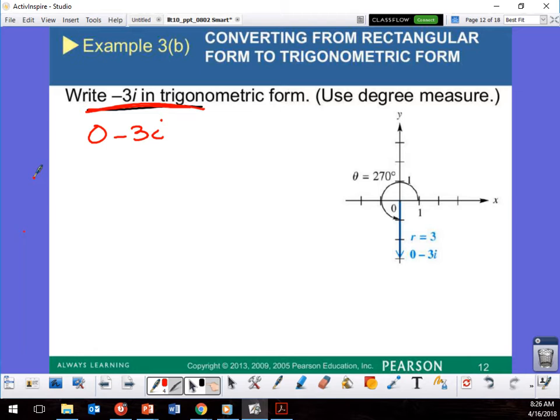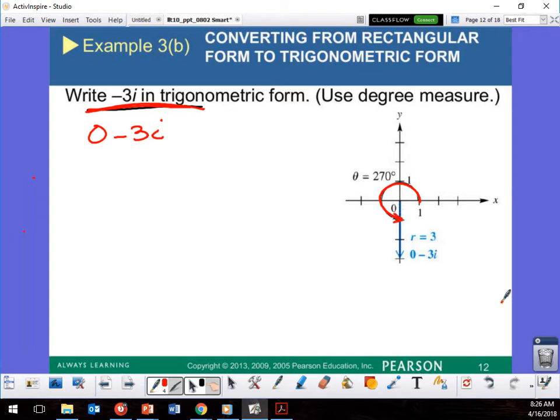Does that make sense? There's still 3. So 0 minus 3i. 0 in the real direction, left and right, and down 3 in my imaginary direction. So the graph is going to look like this. Now let's figure out how I did that. So these things right here are on my axes.